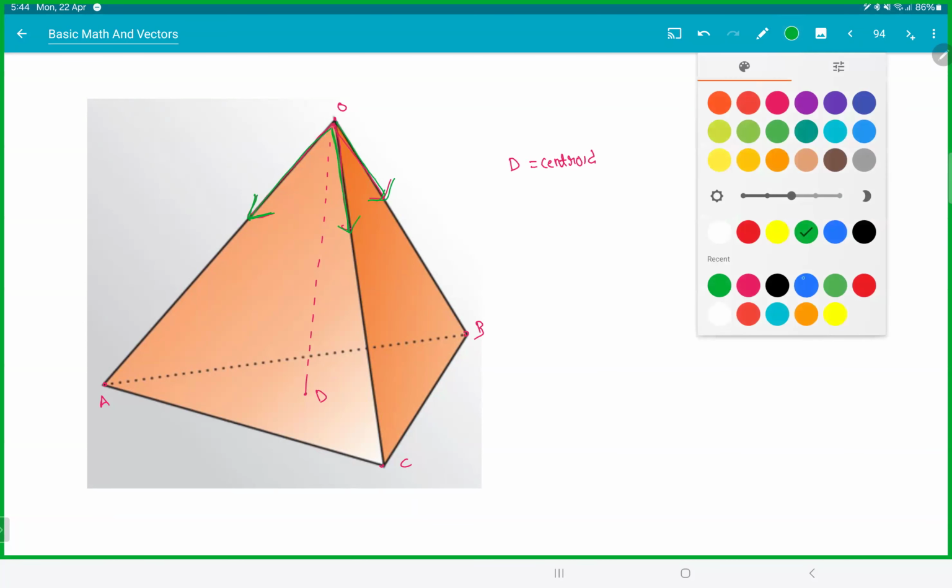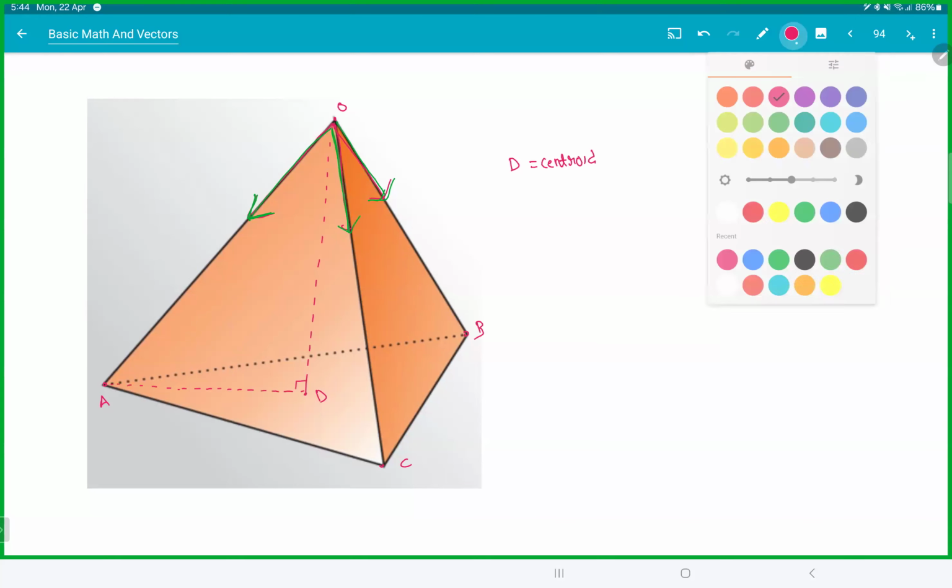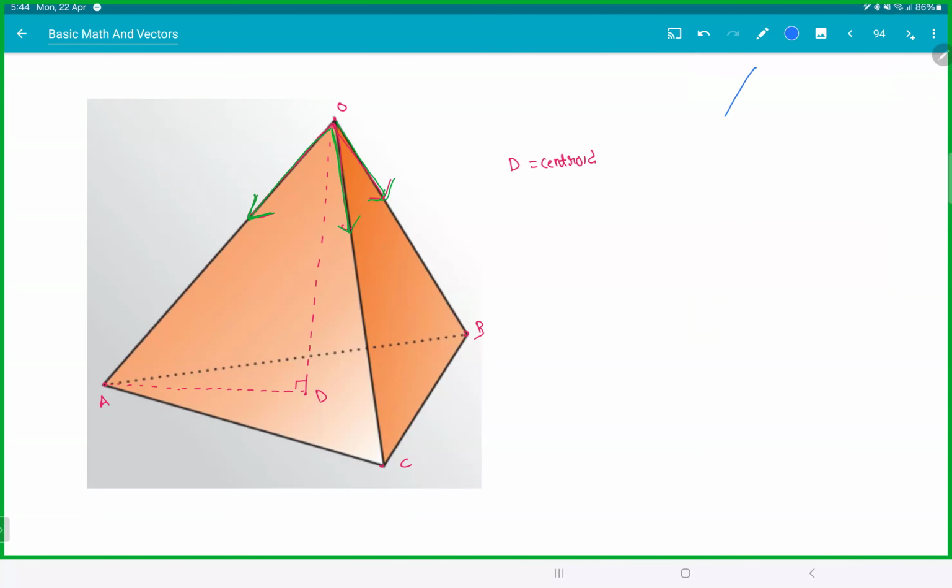Now, when you drop a perpendicular from A to D, what is that length AD? In an equilateral triangle A, B, C, and if this is the centroid D, the centroid divides in what ratio? 2:1. So AD will be 2/3 of the height. What is the height of an equilateral triangle? √3 A by 2. So that would be A by √3. I hope everyone knows the height of a triangle.